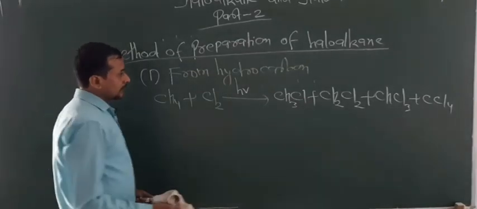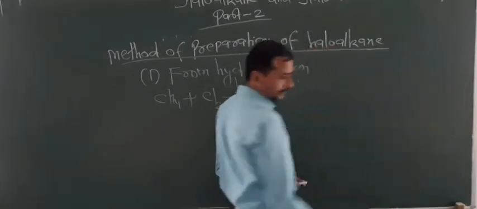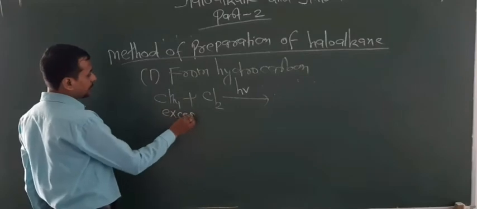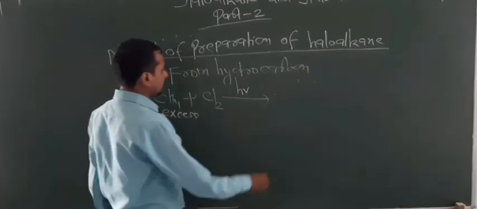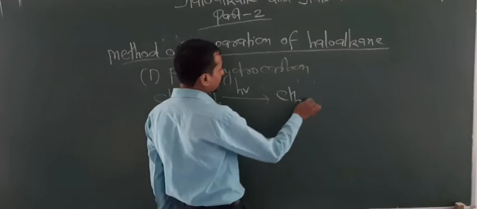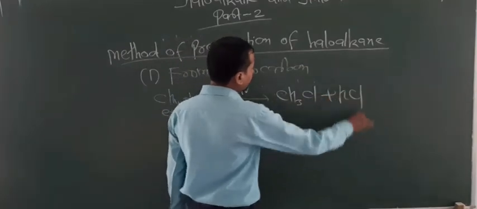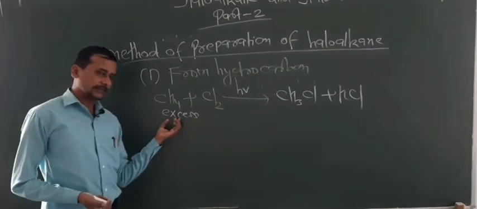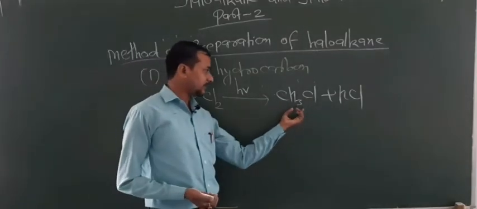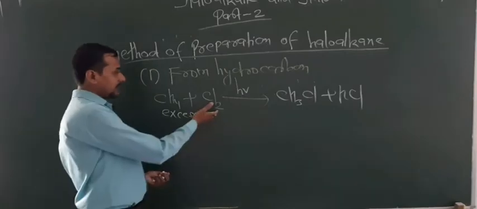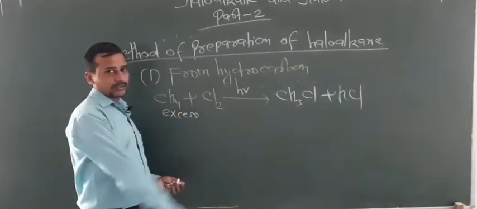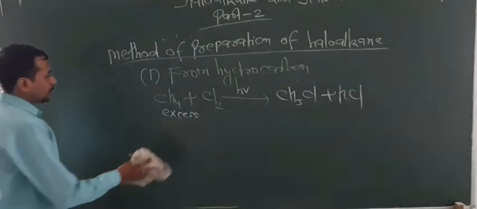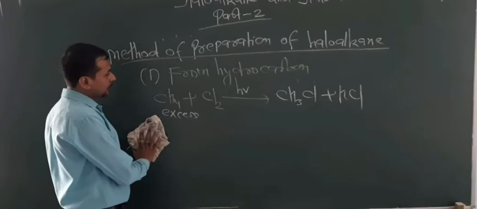Now sometimes one question may arise, if CH4 is in excess, in that condition only one compound is formed, that is methyl chloride. So when CH4 is in excess, in that condition you only get this product, but when Cl2 is in excess, you get a number of products. That means you can finally get CCl4 in this case.